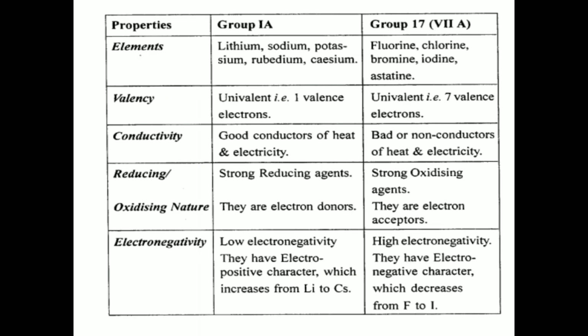The last topic of this chapter is the comparative discussion between group number 1, that is alkali metals, and group number 17, that is halogens. The elements are lithium, sodium. Group number 1 and group number 17 have some elements, these are the names, and the valency. Both of them have the same valency, 1.